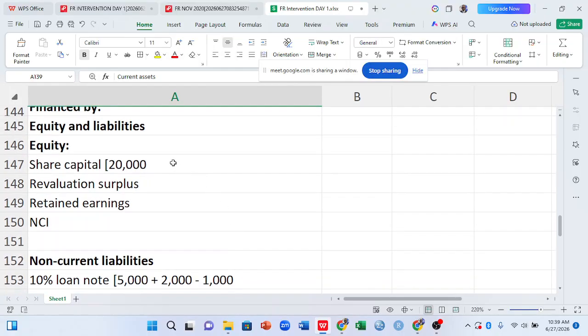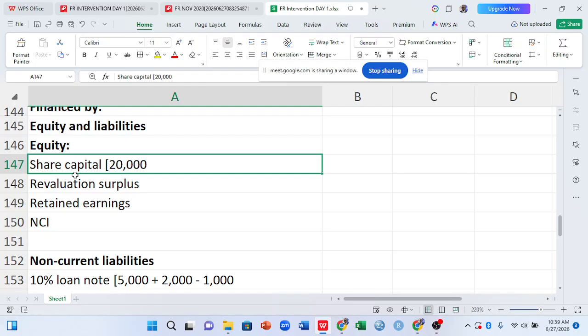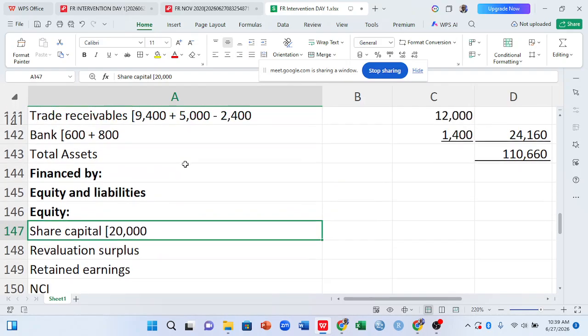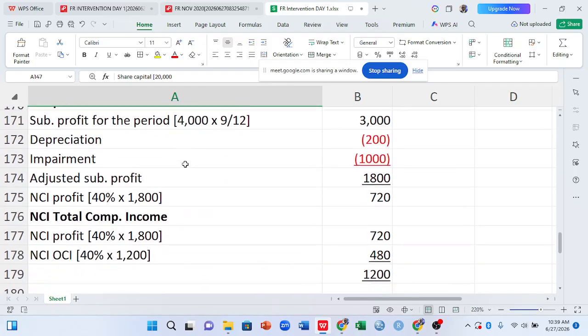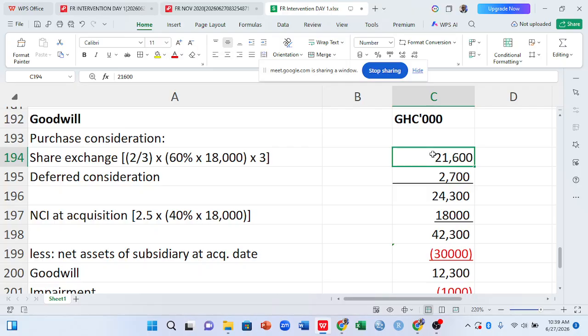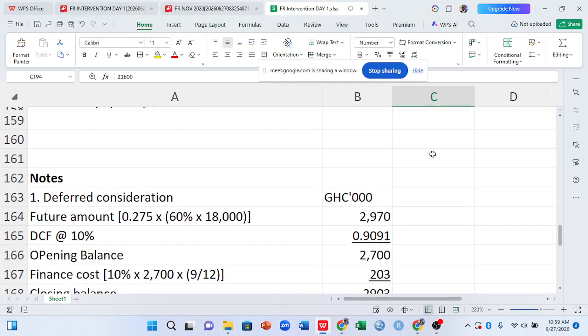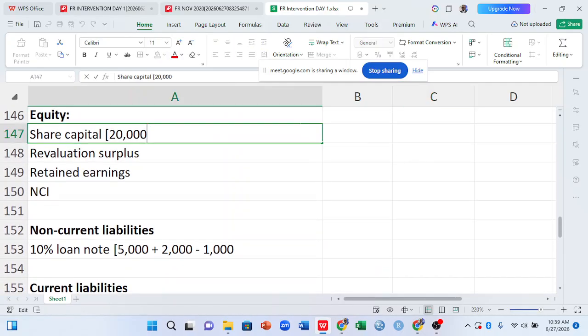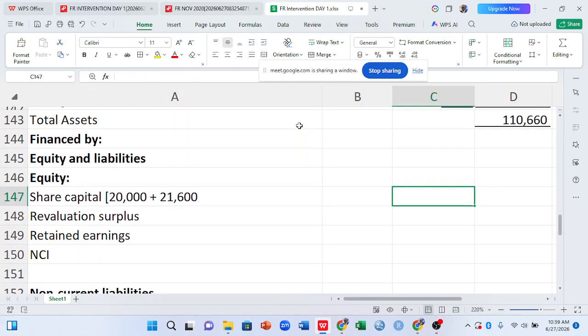Okay, let's make headway. We have share capital here, and you check in the question if you have a share exchange, because share exchange is one of the items that will affect your share capital. In this question, we're having a share exchange, because we did a share exchange over here, and the value was 21,600. So we'll add this to the balance we have there. This is 21,600. This will give us 41,600.